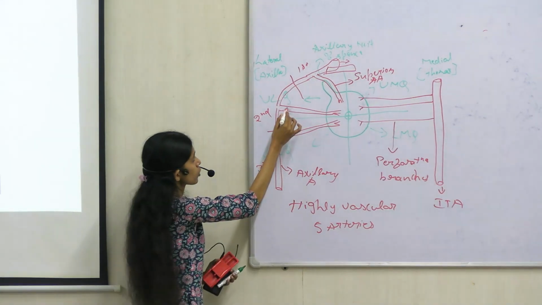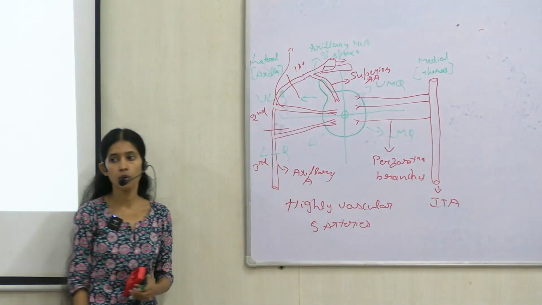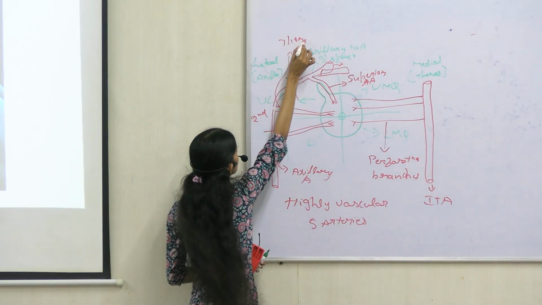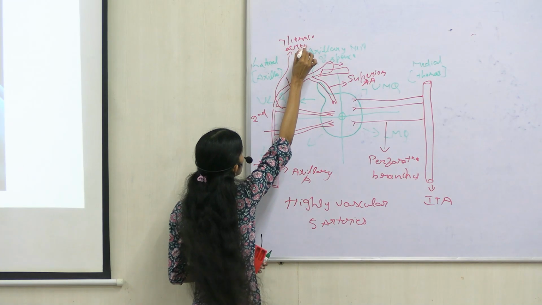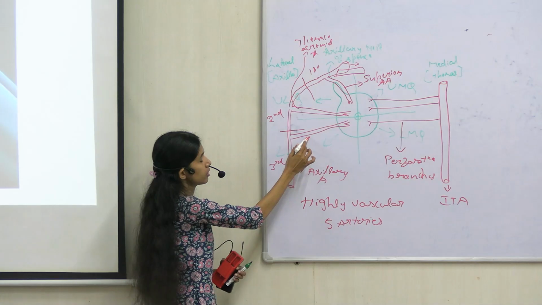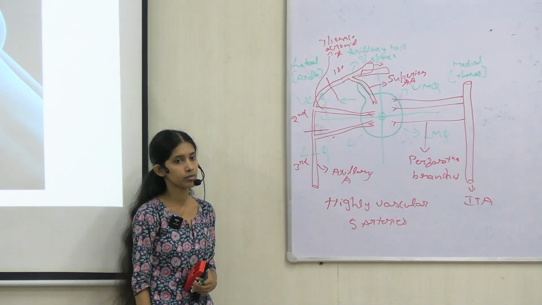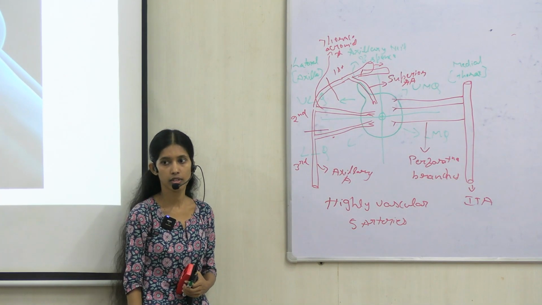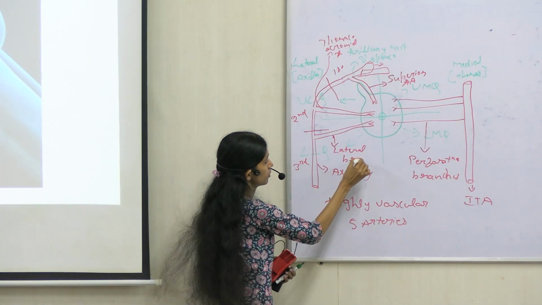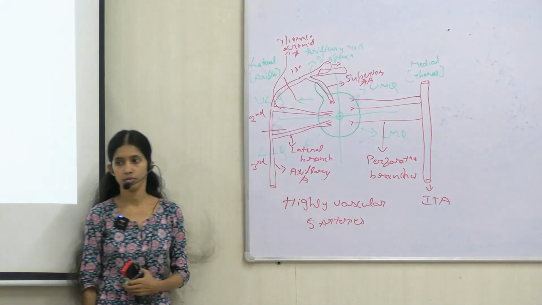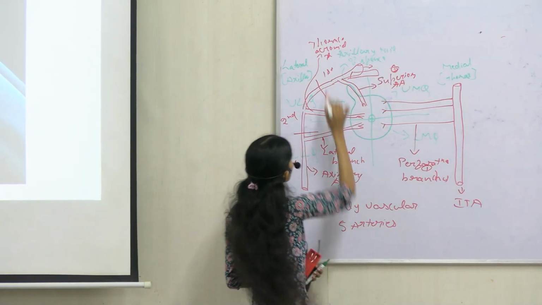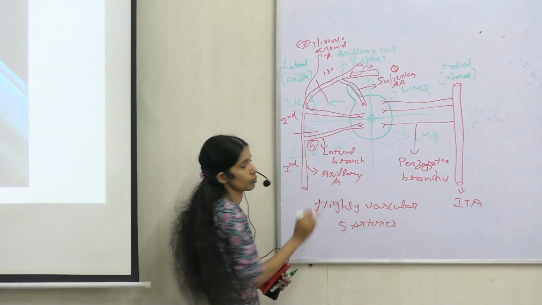Okay, this one is called thoracoacromial artery. Thoracoacromial artery. Acromial artery. Okay, and this branch is called lateral axillary branch of axillary artery. This is lateral branch. Okay, so these are the four arteries. This is the first one, second one, third one and fourth one.